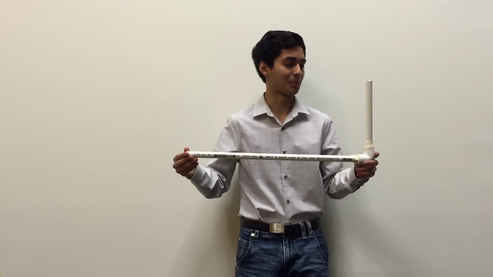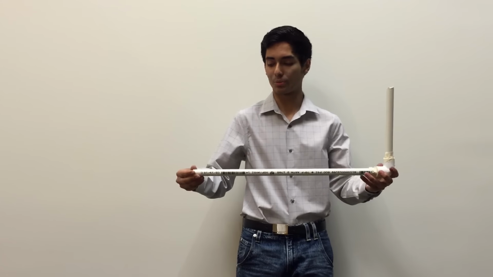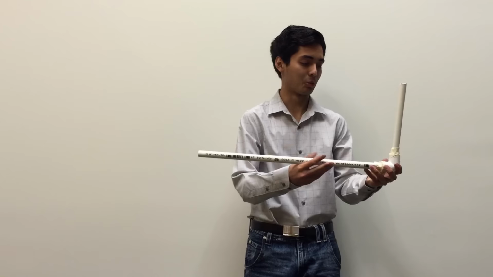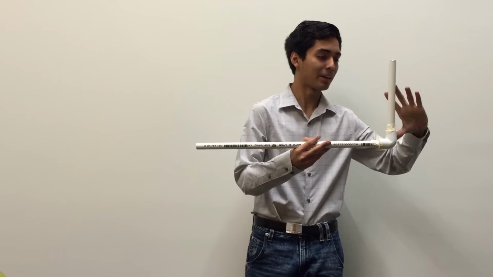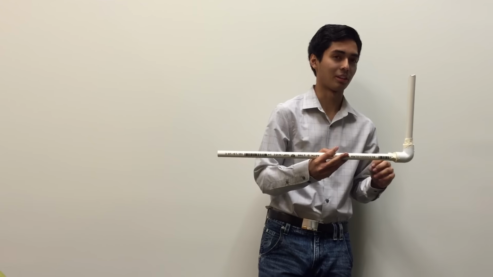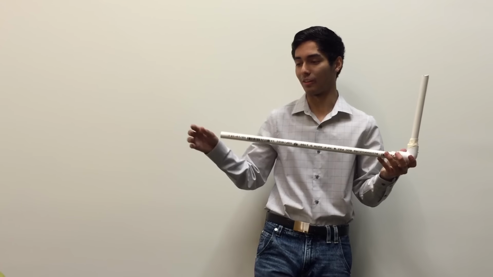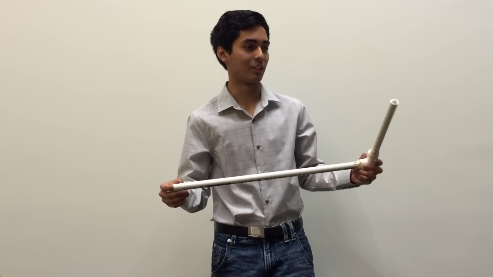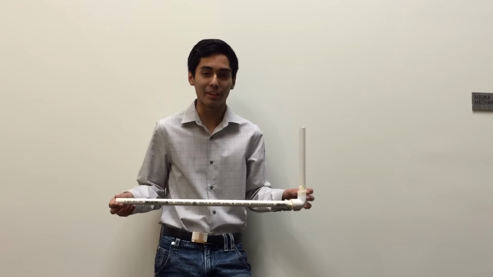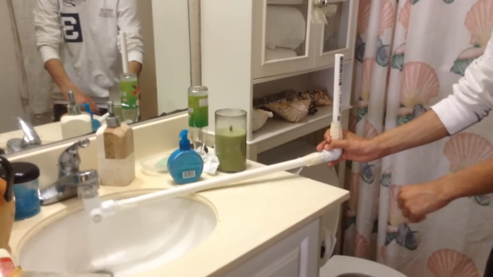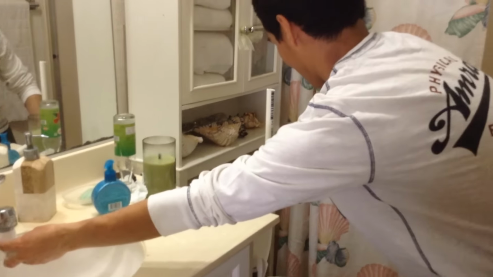So the idea with this experiment is, if you submerge this in a river, the water will flow through the pipe and reach a point of equilibrium. You can then measure the height, plug it into an equation, and calculate the velocity of the river. The equation is square root of 2 times gh, where g is a gravitational constant, and h is your height. Since I don't have a river, I just use this to calculate the velocity of the water in my faucet.